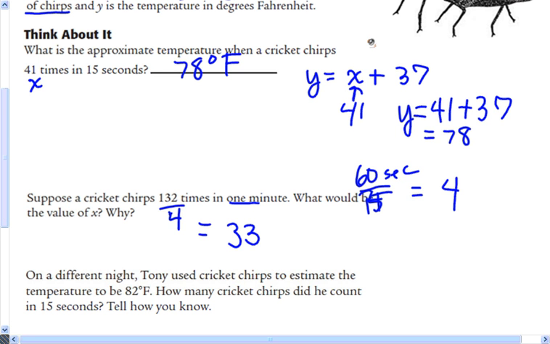And another way you could do it is if you know that there are 132 chirps in 1 minute, which is 60 seconds, then you want to know how many chirps there are in 15 seconds. And you could write a proportion like that and solve it that way. And you can see that we do 60 divided by 15, which is 4, and then we would divide 132 by 4 to get the number of chirps.